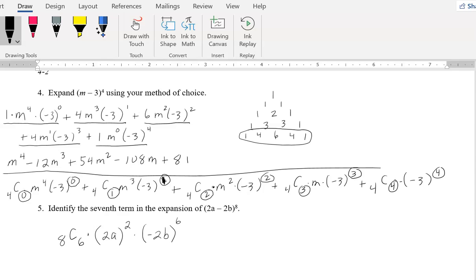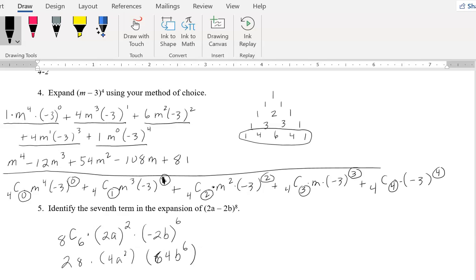and you would calculate 8C6. So I'm getting my calculator here. 8C6. And that's 28 times, this would be 4a to the second. And this would be positive 64b to the sixth. When you raise a negative number to an even power, it becomes positive. And now we just have to multiply all this together to get our final answer.